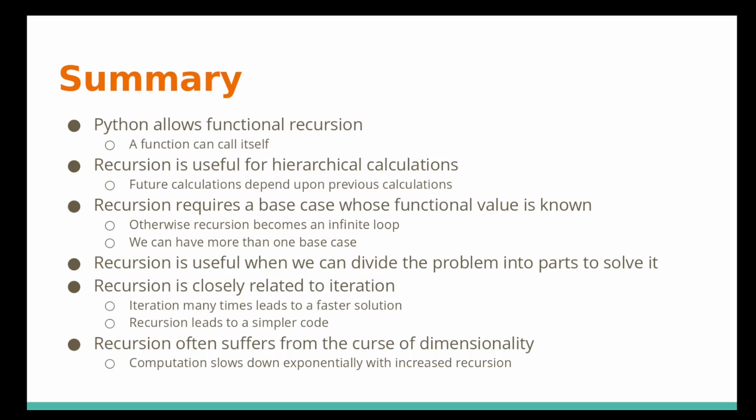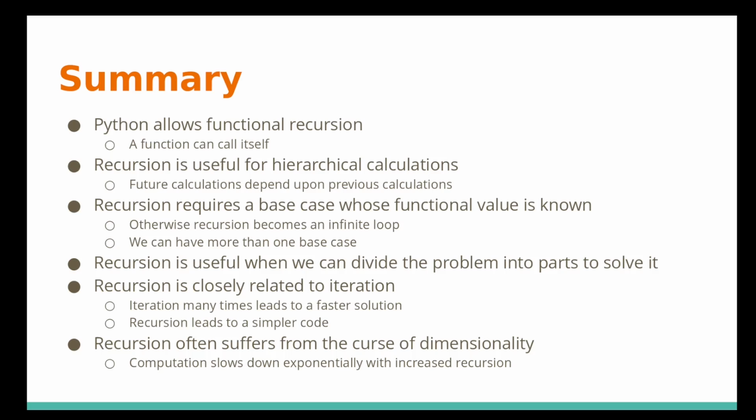Of course, we saw with the Fibonacci sequence that we could have more than one base case, in which case you use the if, elif, else syntax. Recursion is useful when we divide a problem into parts to solve it. The qsort example that I showed you showed how we divided and conquered the problem by taking a number, pivoting, and then taking the lower and the upper, and then performing recursion on that. Recursion, as I said, is closely related to iteration. Iteration sometimes may be faster, but recursion often leads to simpler code once you understand what's going on.